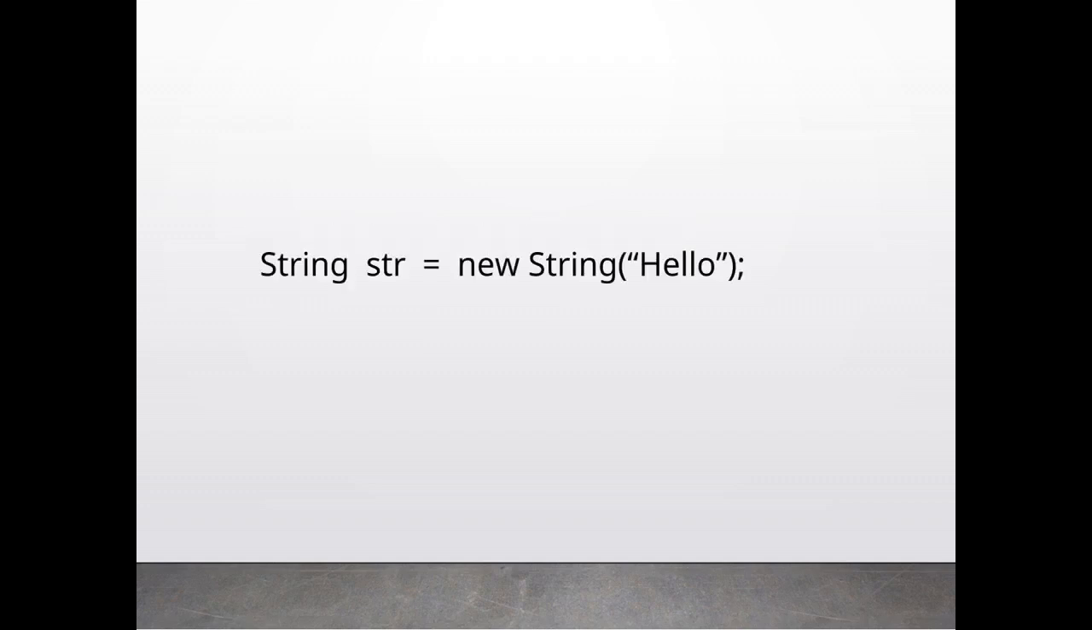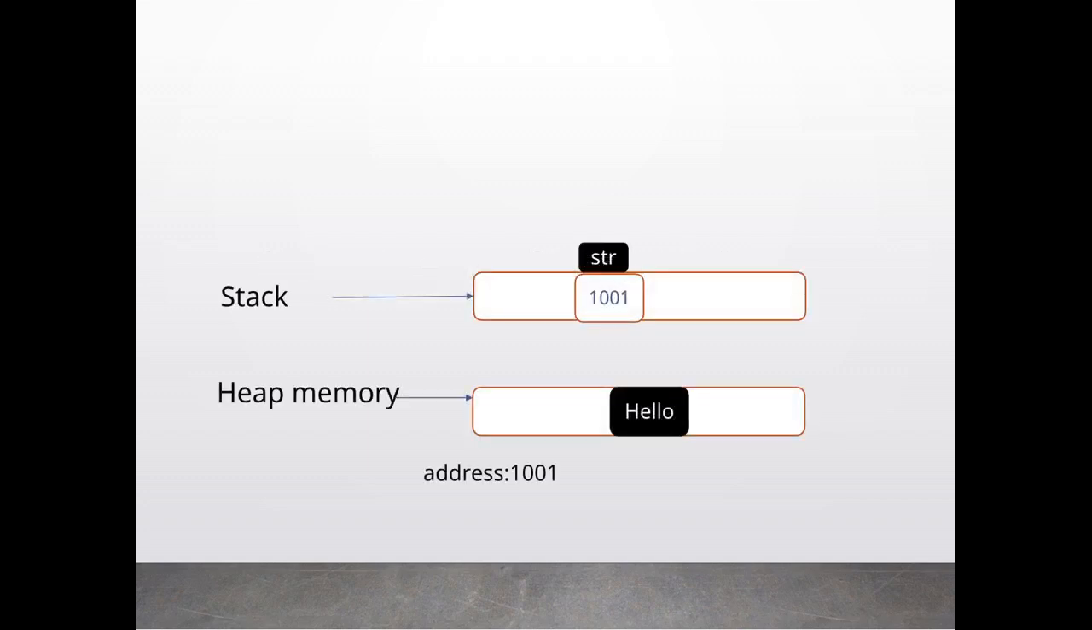Consider this code. The statement creates an object of string class using new keyword and assigns it to a reference named str. Here the str is an object reference of type string. In Java, objects are created in heap memory and variables on the stack just hold the memory address. Here, the variable str is on the stack and it points to the object hello stored in the heap.